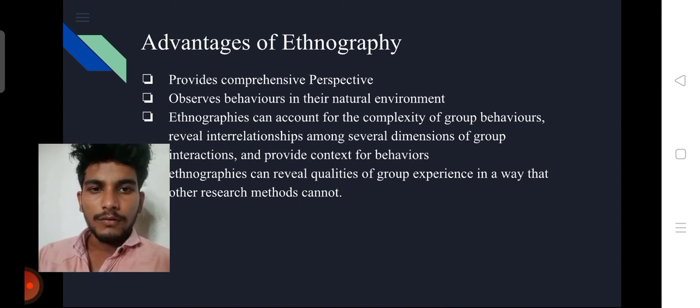So from that point of view, ethnographic research has a very good advantage in the form of data collection, which is collected in natural settings. And ethnographic researchers understand behavior in a very complex form, like the complexity of group behaviors and the relationships which they maintain. So they will understand the complex behaviors which are shown by the participants in the cultural settings. And ethnographic researchers reveal greater qualities of group experience where other researchers cannot.